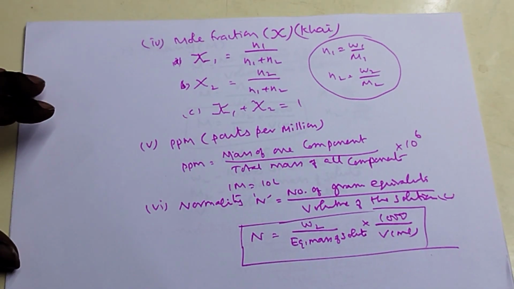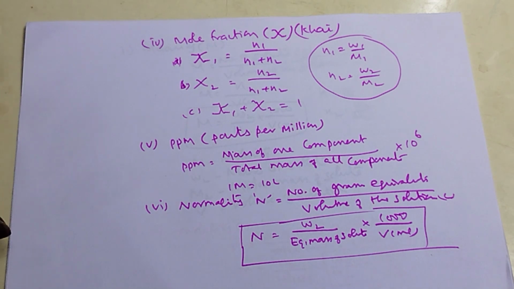So, in expressing the concentration of solutions, there are different terms. One is molarity, molality, percentage, mass percentage, then mole fraction and parts per million, and finally normality. Once we know all these things, we will discuss one by one with examples to solve the problems.